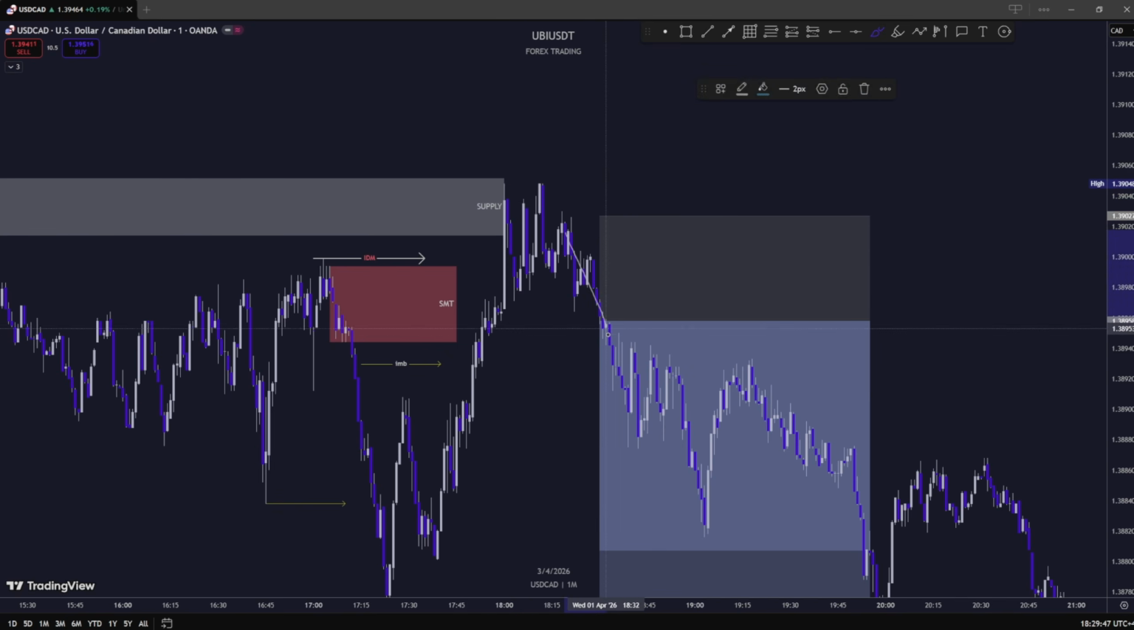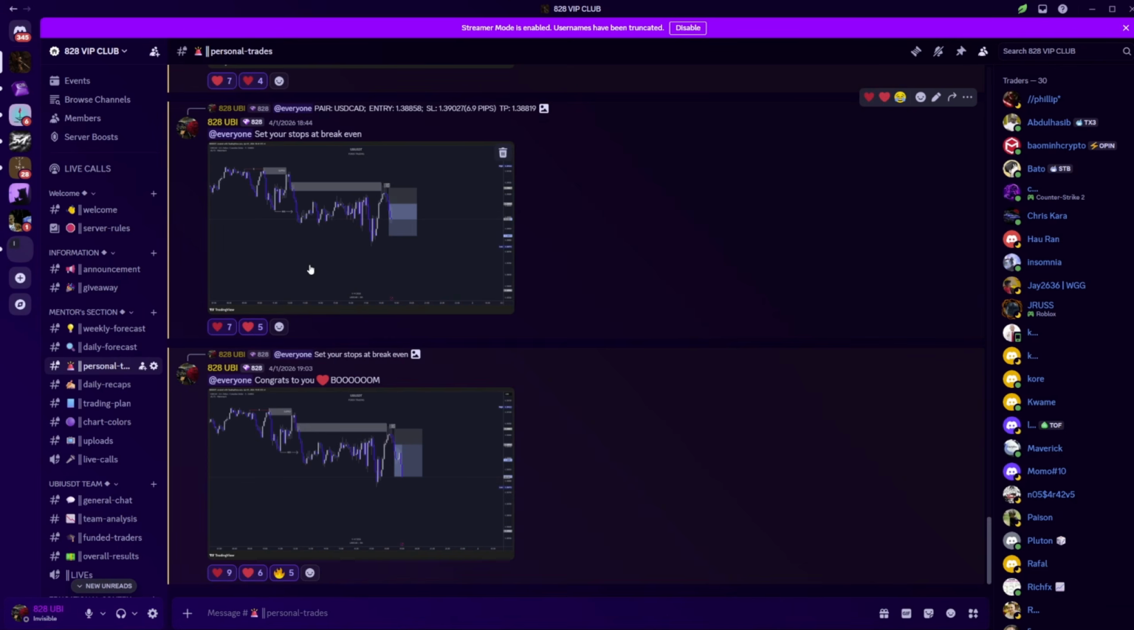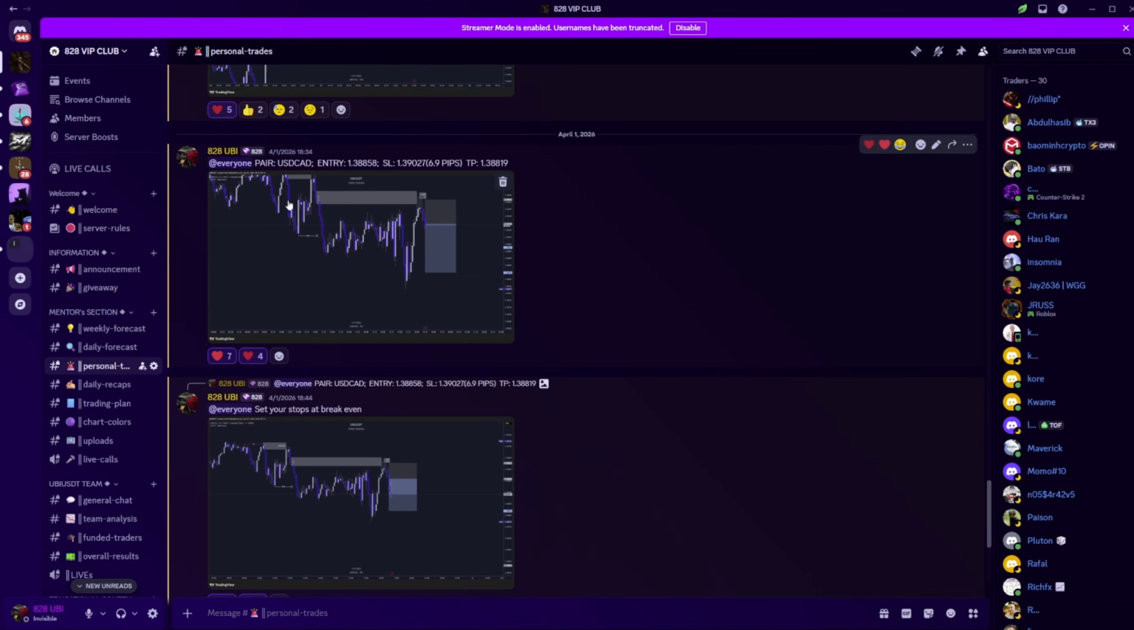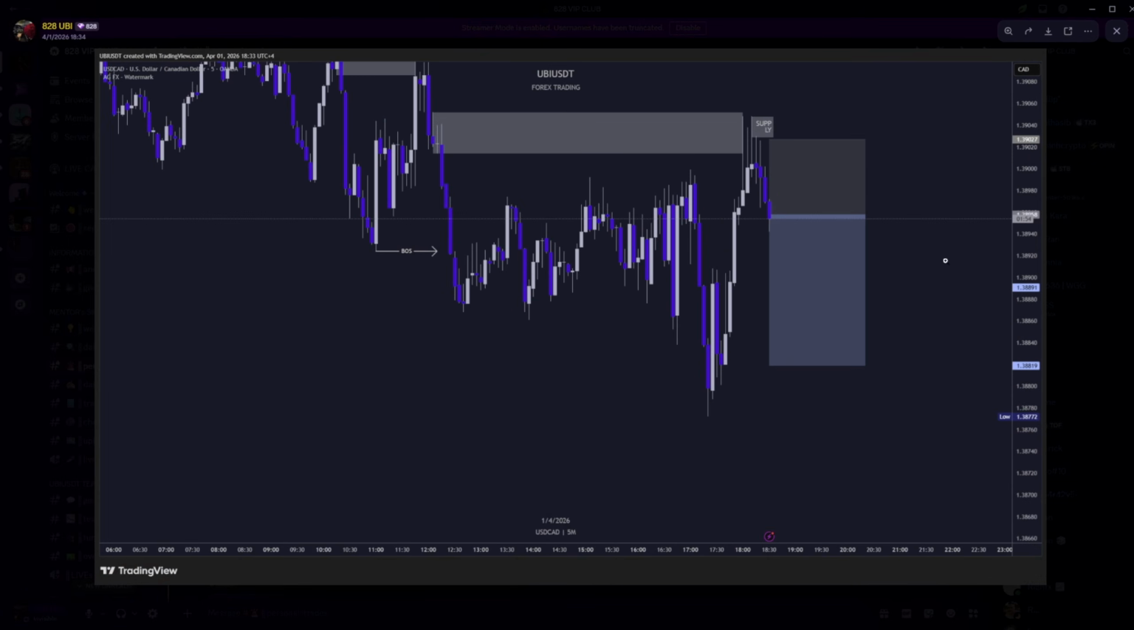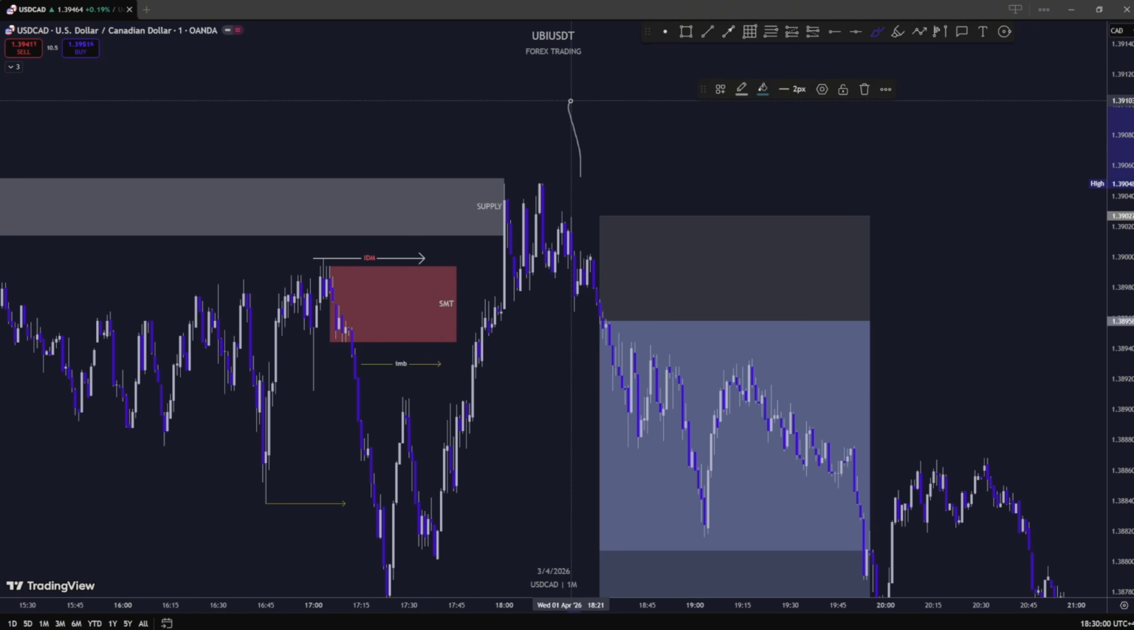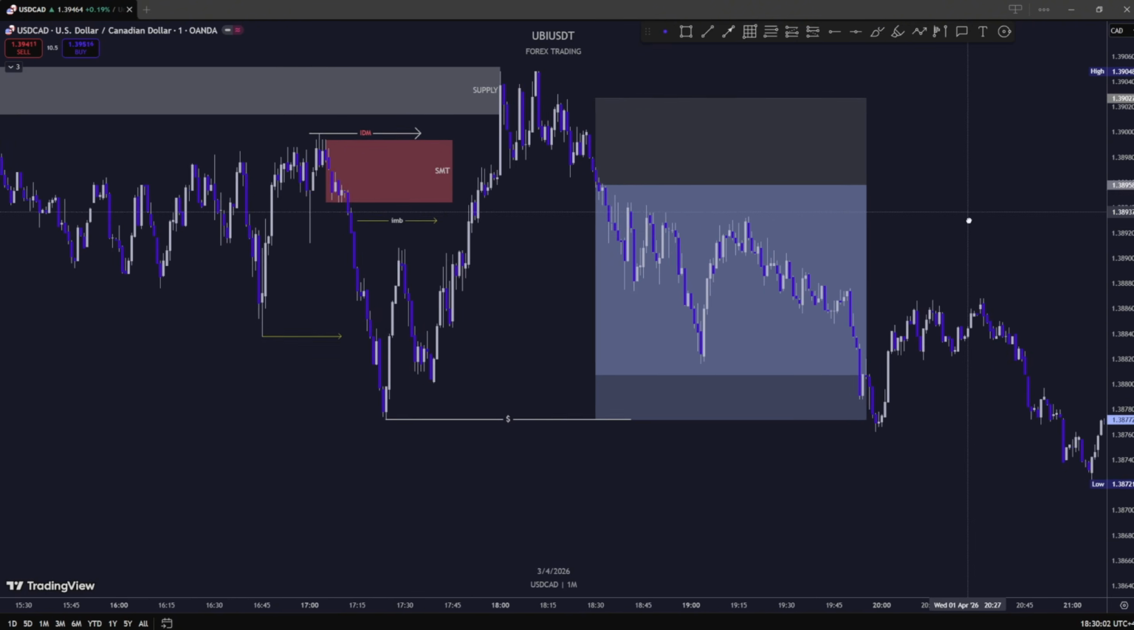And once price went downside with engulfing bearish candles, we executed sells, as you can see in our Discord also right here. Okay, the entry. So right here we have this entry. So we executed sells and we targeted this lower low.